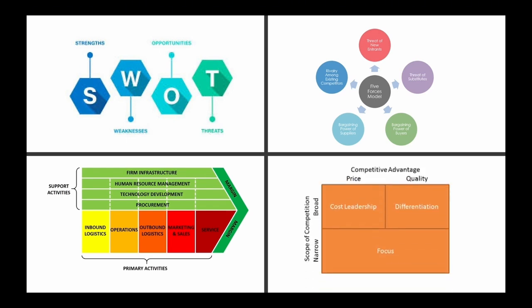Lastly, we're going to talk about Porter's generic competitive strategy. It's a framework for planning the strategic direction of your business that assists with gaining an advantage in the marketplace over your competitors. Porter divides strategies into 3 approaches, including cost leadership, differentiation, and focus.